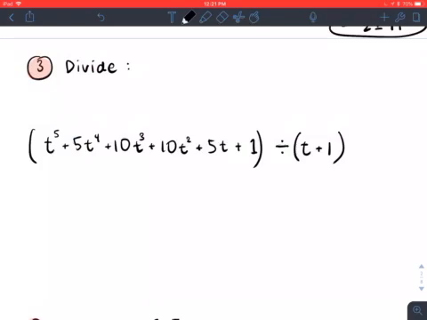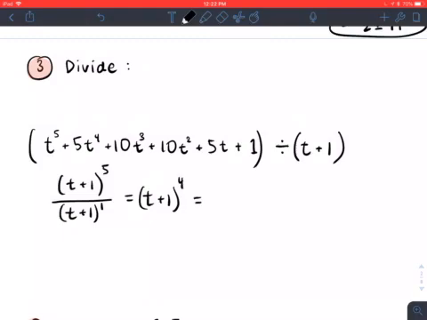For number 3, please notice that this long polynomial here is equivalent to (t plus 1) to the 5th using Pascal's triangle and binomial expansion. This means that this problem is (t plus 1) to the 5th divided by (t plus 1) to the 1st, which equals (t plus 1) to the 4th. If this were expanded, this would equal t to the 4th plus 4t cubed plus 6t squared plus 4t plus 1.